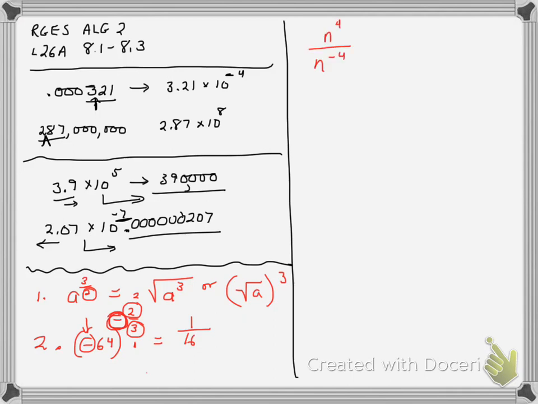The real trick with these is just to remember your rules, right? Express without a denominator. So if I'm dividing, I'm going to subtract. So this becomes, actually, I could do it, subtraction, right, 4 minus a negative 4. Or I could think to push this up to the numerator, so that'd be n to the 4th times n to the 4th. Either way you want to think about this, okay? So this becomes n to the 8th. Let's look at another one.